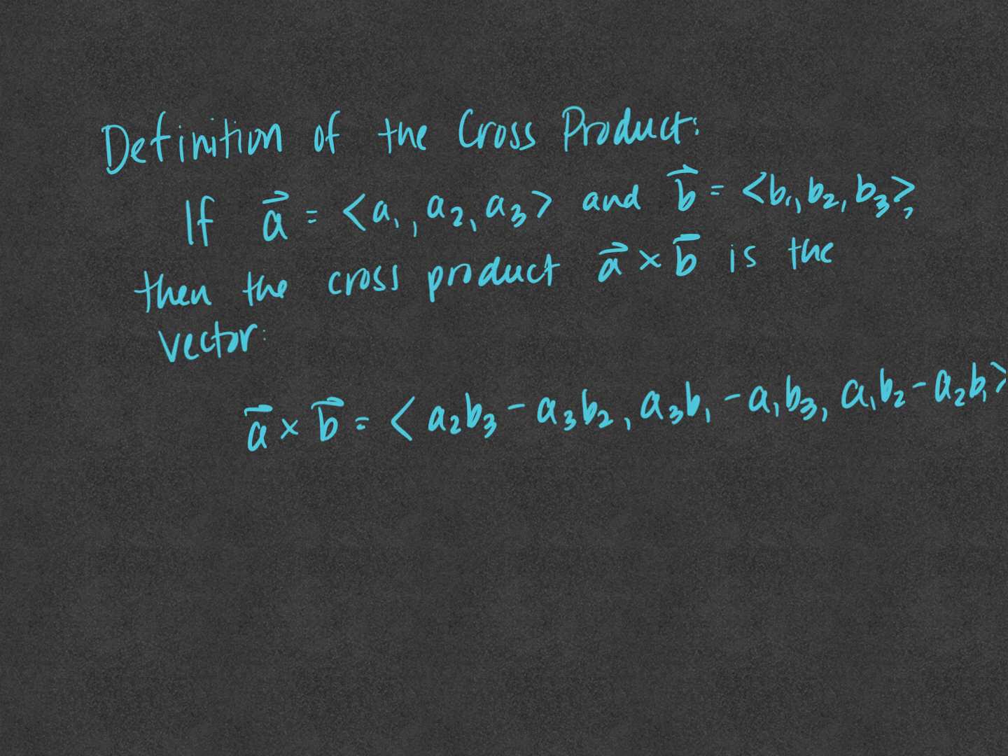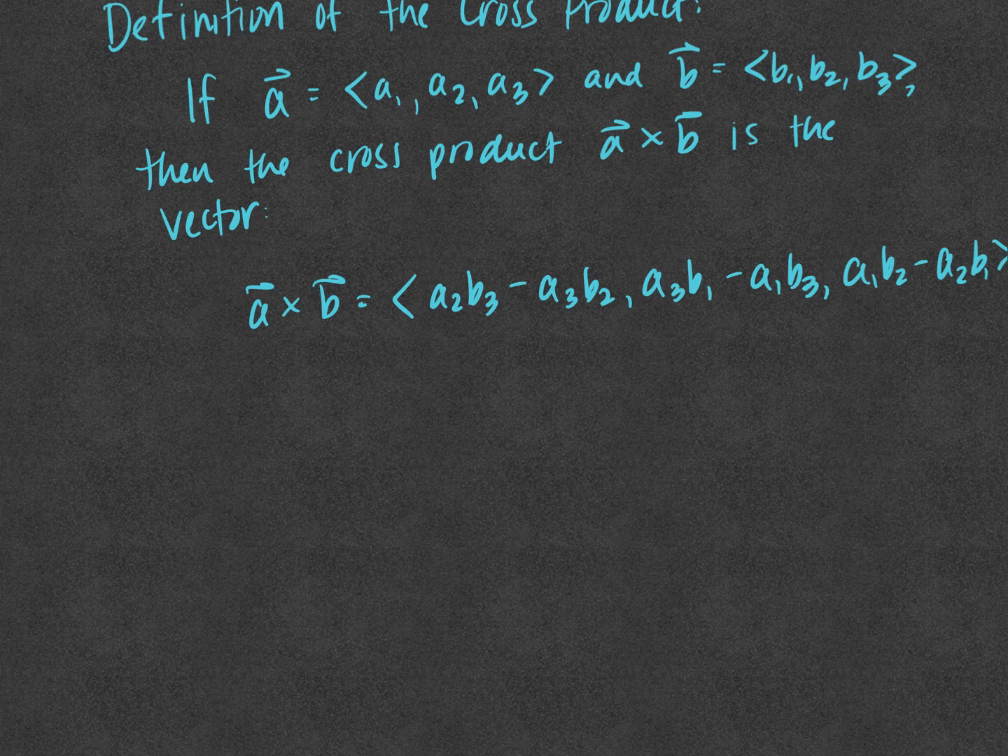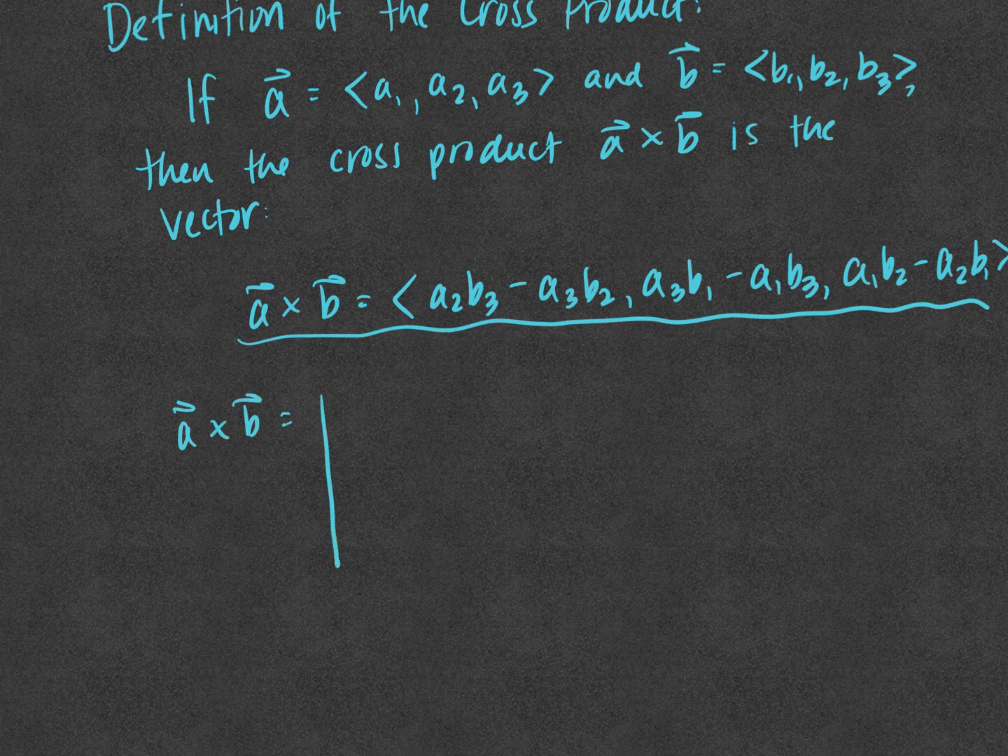So let's keep this here and let's talk about A cross B. What we do with A cross B, this truly is the cross product right here. It's this vector. So if we take A cross B and set up the determinant with I, J, K, and then in it we put A1, A2, A3, B1, B2, B3, then we find the determinant.